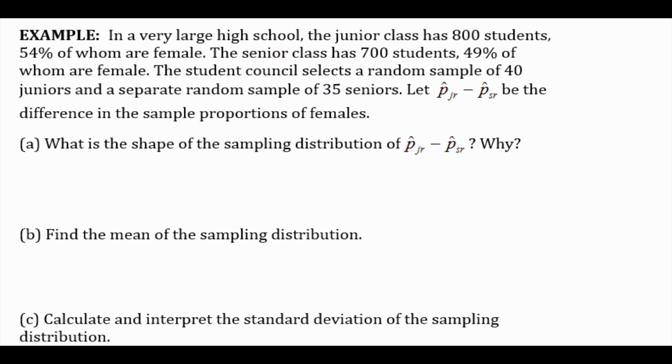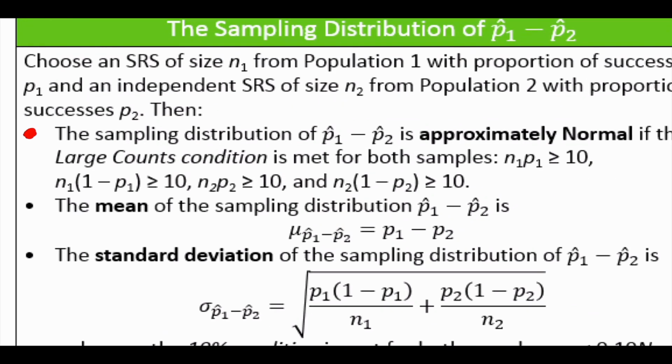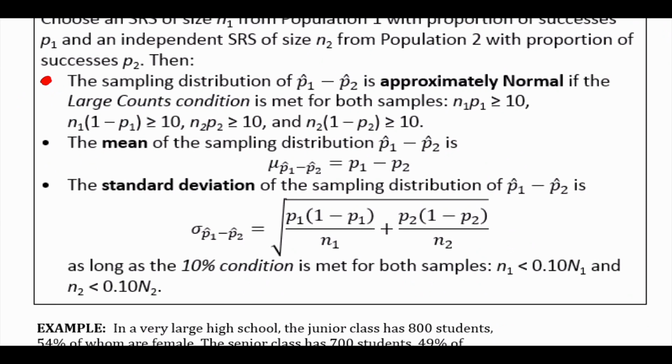Okay? So what is the shape of the sampling distribution for P hat juniors versus P hat seniors, and why? Well, that's condition number 3. If it meets condition number 3, we say it's approximately normal. If it doesn't meet condition number 3, we can't say. We don't say not normal. We just say we can't say due to it failing condition number 3. Okay? So I want you to check condition number 3. Do that first example. Is it approximately normal?